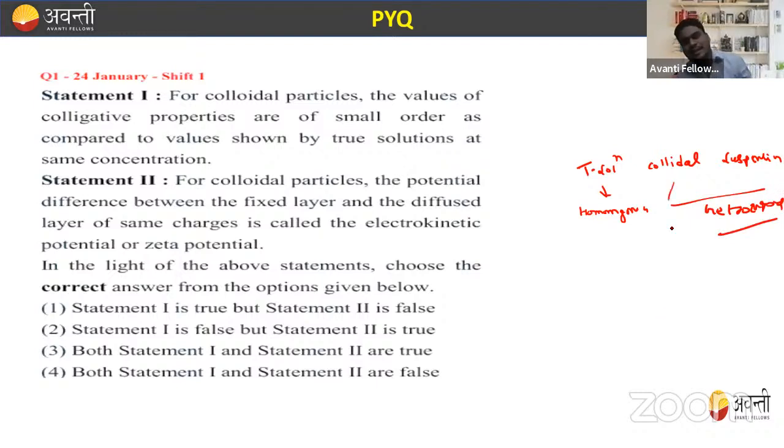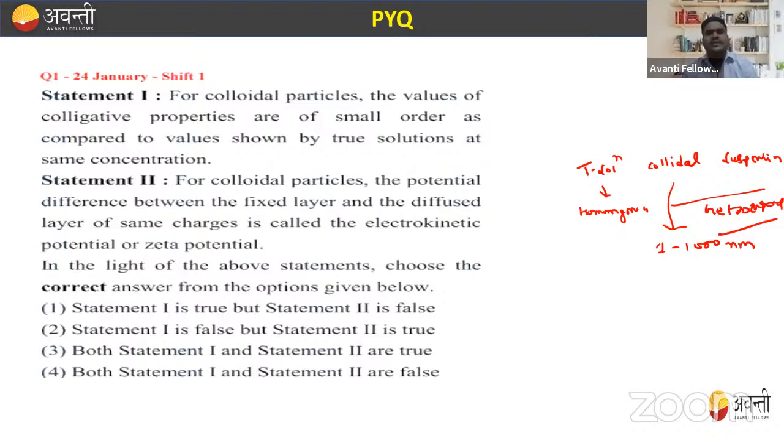In colloidal, the size is between 1 nanometer to 1000 nanometer, right? 1 to 1000 nanometer, right? And similarly, if I'm asking about the true solution, the size is less than 1 nanometer, and for the suspension, the size is greater than 1000 nanometer, right? So these are the basic properties.